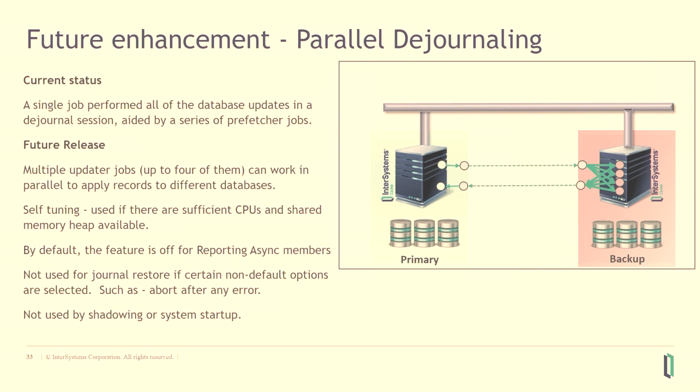Because we need to make sure we do everything in order, the way this works is none of them will share a database. So if you only have one database, you can't really take advantage of this, but if you have 4 or more, each updater will pick a different database and apply updates still in order, but not necessarily at the same time as the other ones. But we still keep track just to make sure everything's okay. And this feature is not currently used by shadowing or journal restore at startup, just by mirroring and not for reporting members.